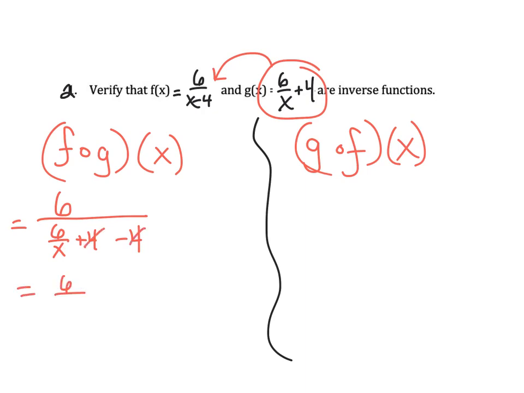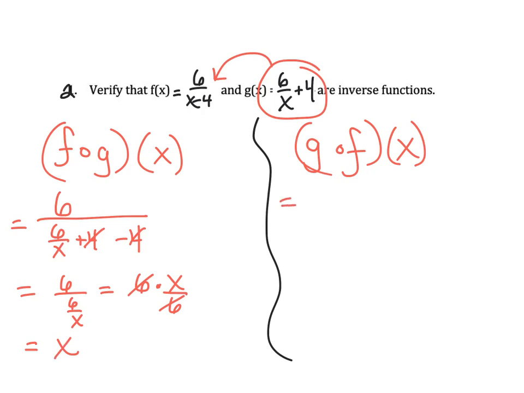That's going to produce 6 over the fraction 6 over x, and then dividing by a fraction is the same as multiplying by its reciprocal. So this is equivalent to 6 times x over 6. So my 6's would cancel, and I get just x.